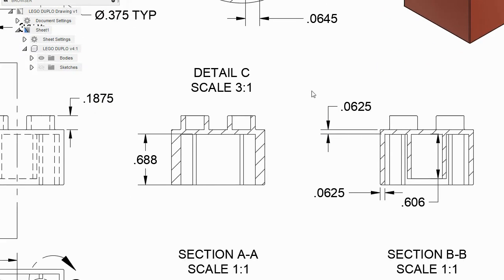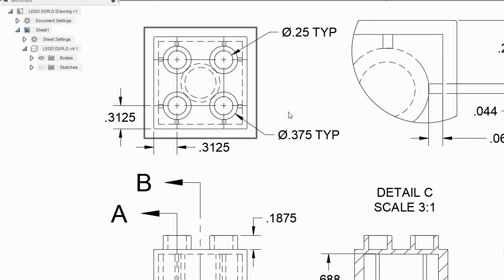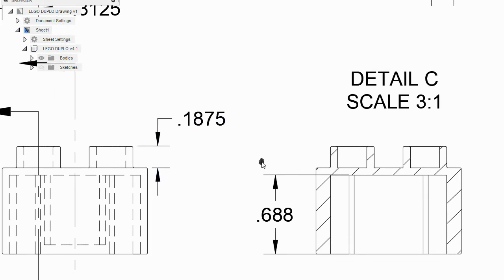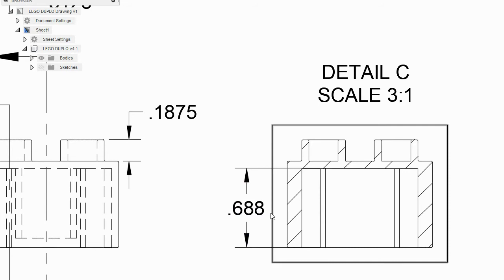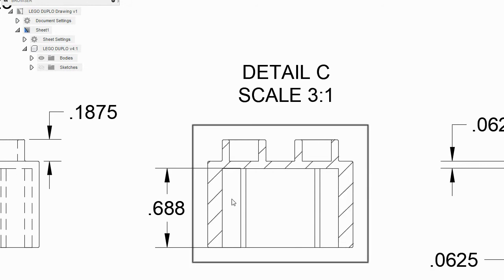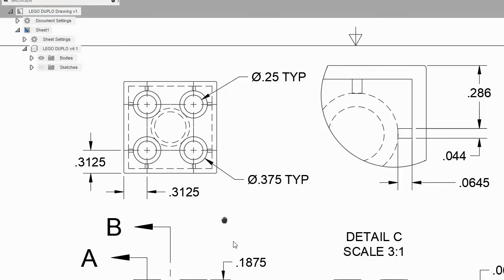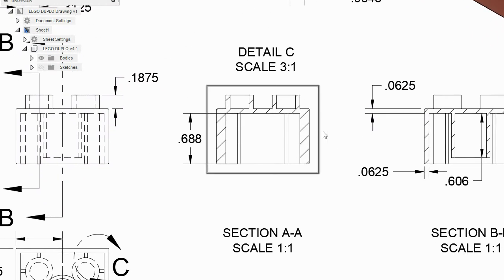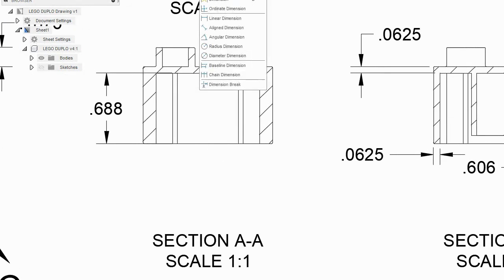I now need to complete to dimension the overall width, length, and thickness of the object. Since I have the 0.1875 here and the 0.688 here and the thickness of the shell here, I do not need the overall height of the object. I do, however, need the width and length of the object, and I can pick one of the views in the section view to create one of my dimensions.